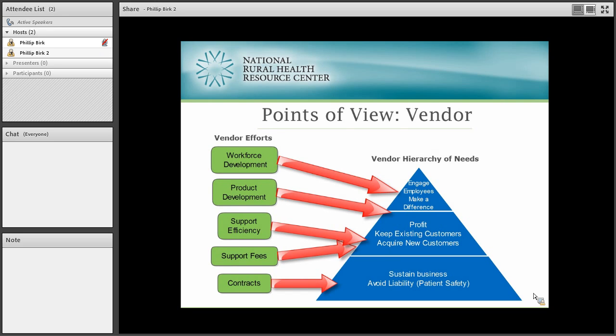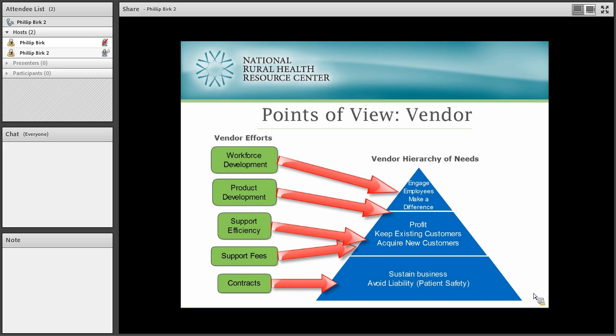Sustaining the business is critical to them. And as we move up the list, it's profit, keeping those existing customers and acquiring new customers, probably in that order too. You've probably all heard, getting a new customer is much more expensive than keeping an existing one, and so they put in a lot of things to make sure that they can sustain and profit off of their existing customers. Things like support fees and being efficient in their support, making sure that if they do find a bug, they fix it quickly rather than letting it fester and become more of a support burden.